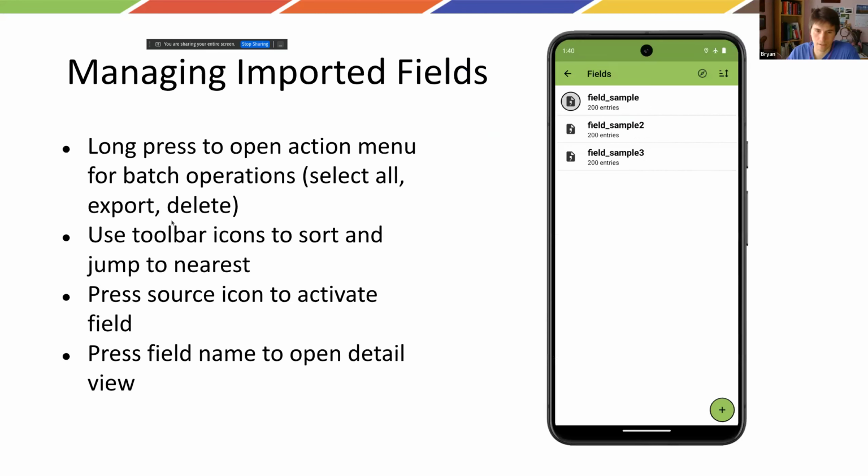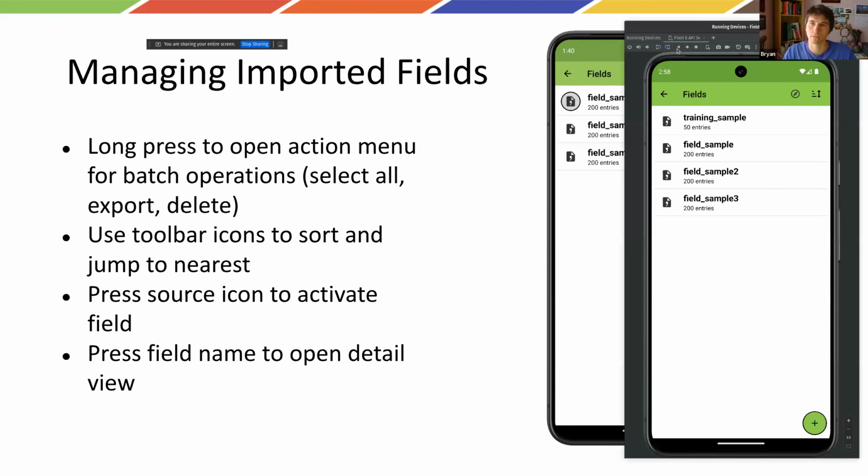Got a little bit ahead there, so let's catch up in the presentation here. So we imported fields. I just showed you some of the management, so you can long press on a field for any batch operations. We did a delete. You could also select one or more fields that way to export. You can also use the toolbar icons to sort your list of fields, or if you have location turned on and your fields have a location attached to them, you can use the symbol to jump automatically and to set the nearest field as active.